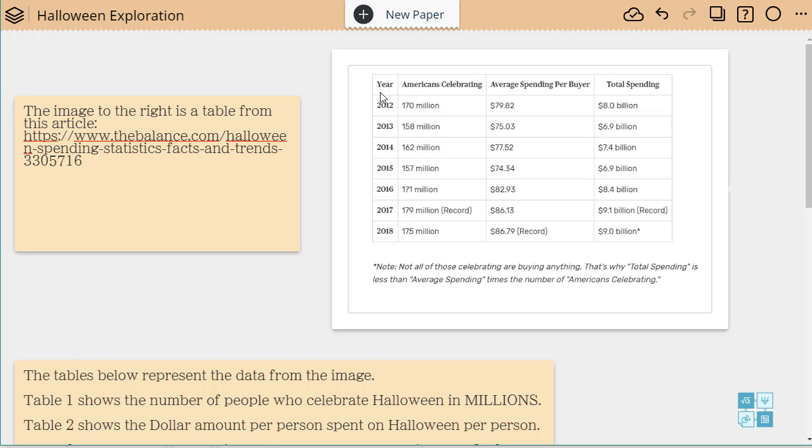If you notice, it's comparing the years from 2012 to 2018, how much people are spending on Halloween. We've got the number of Americans who are celebrating it, what each person is on average spending, and then the total spending. But also note that not everyone who is celebrating buys anything, so this total spending is not just a simple calculation.